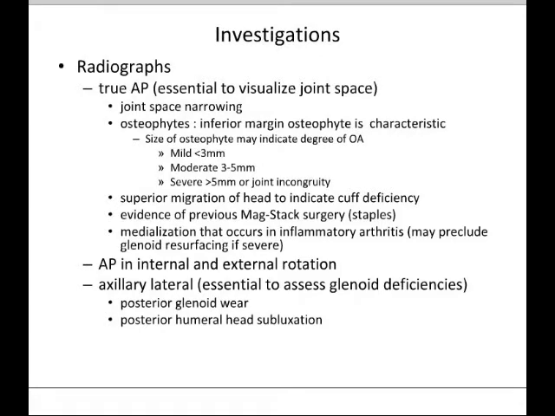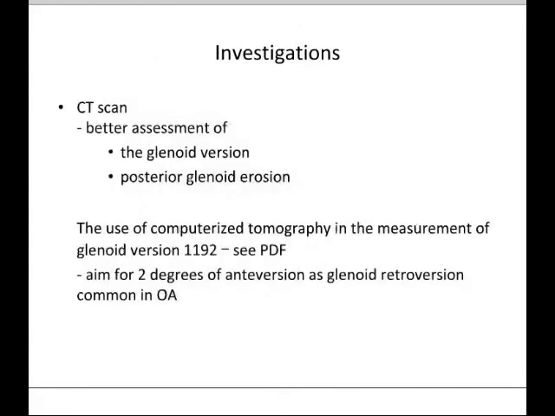Also important to get AP views in internal and external rotation, and an axillary lateral to assess your glenoid bone stock, especially to look for posterior glenoid wear and posterior humeral head subluxation. You can get better assessment with CT scanning, also to assess the glenoid version, and also to look at the bone stock, especially posteriorly.